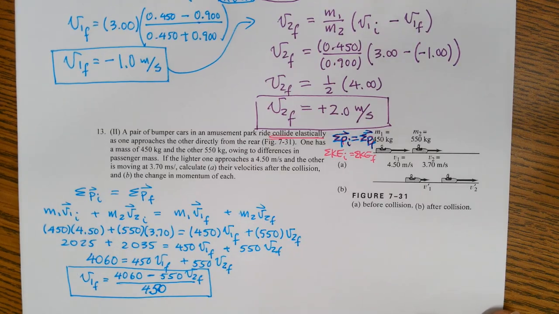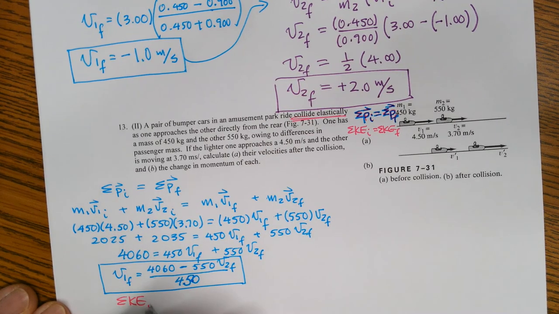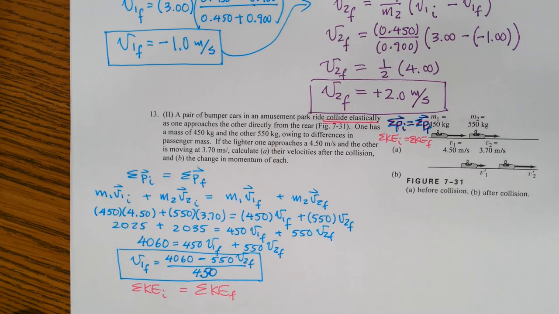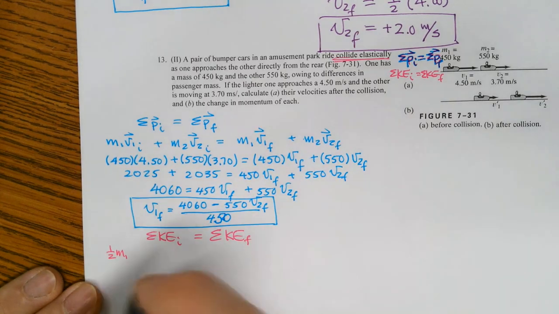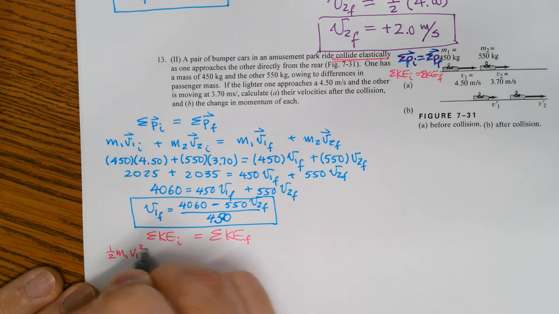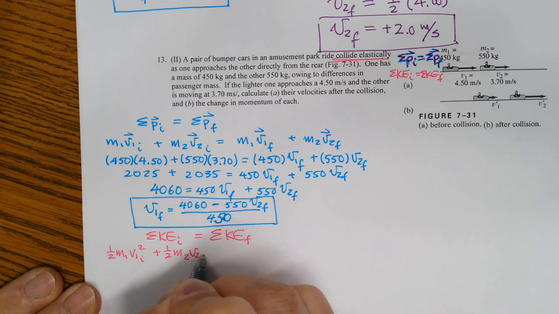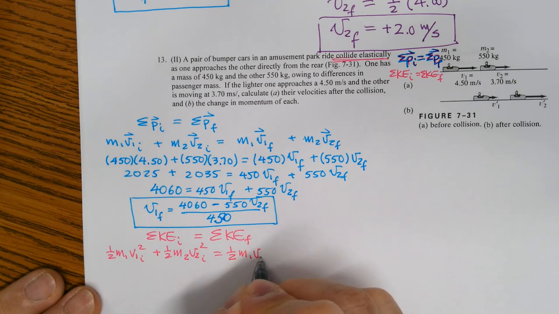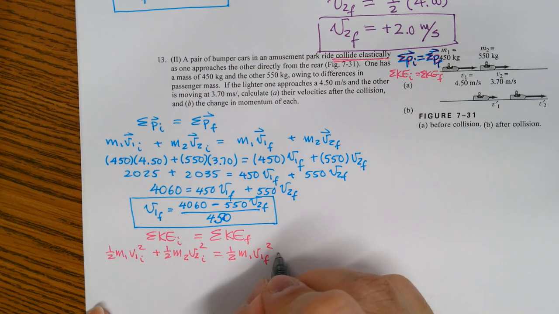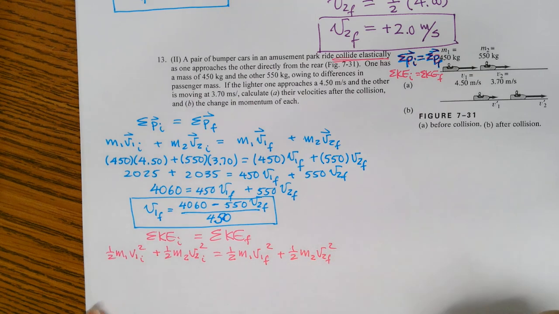Now we have to think about the kinetic energy. So the sum of all kinetic energy initial must equal the sum of all kinetic energy final because it is an elastic collision. Here, I have 1/2 M1 V1 initial squared plus 1/2 M2 V2 initial squared must equal 1/2 M1 V1 final squared plus 1/2 M2 V2 final squared.